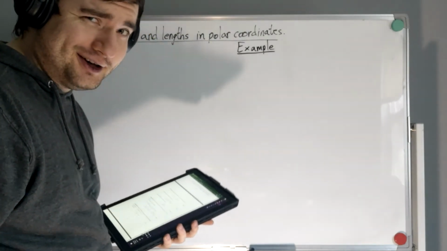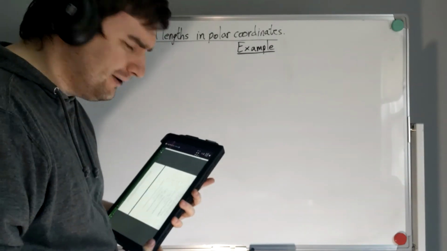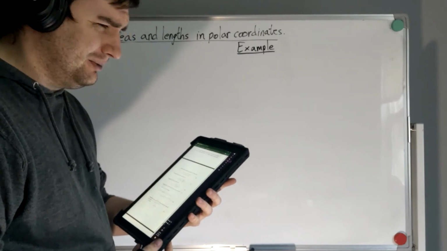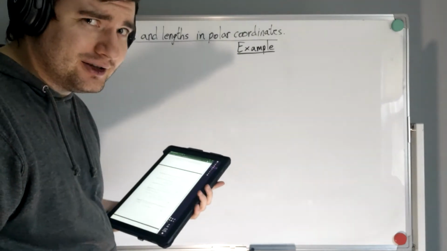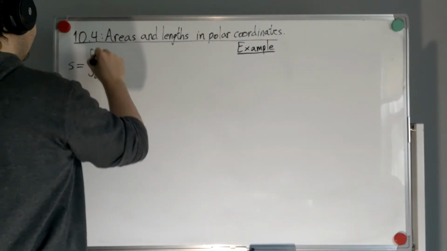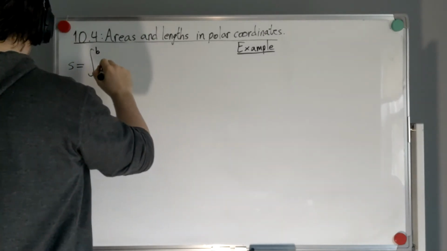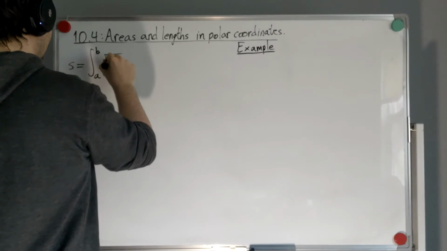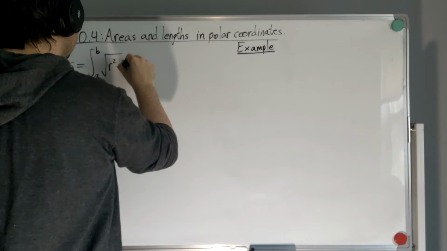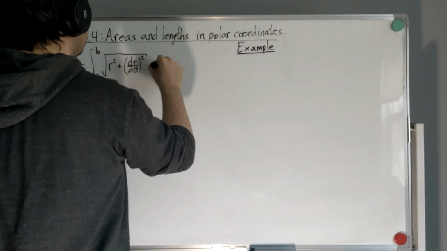All right, so for some reason earlier today I said a to b for the bounds, but right now I'm saying alpha to beta, which is weirdly inconsistent because they're basically the same thing. They're both just rays determined by angles. So whatever, I'm just still gonna call this just a to b. Anyway, this ends up being the square root of r squared plus dr d theta squared, d theta.